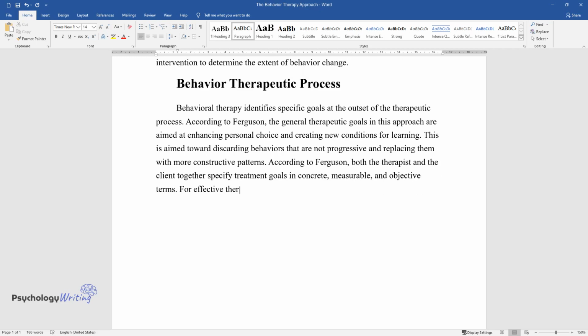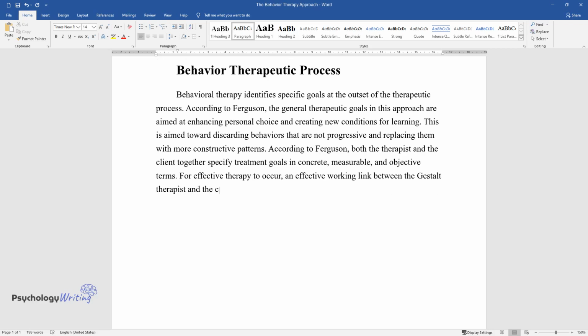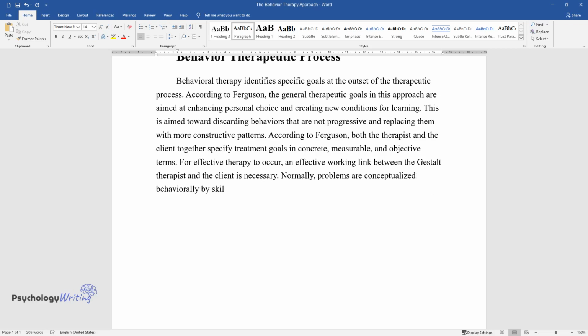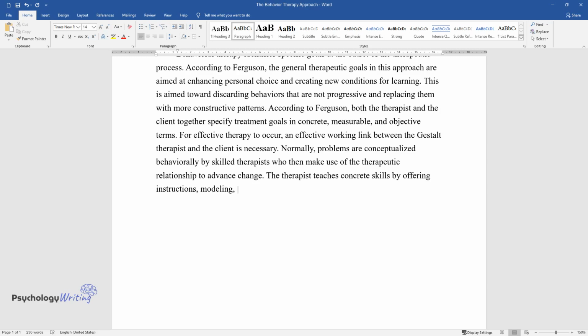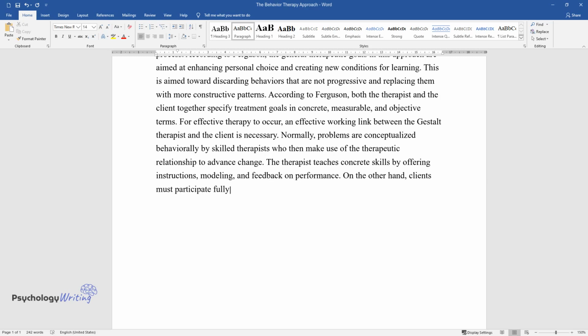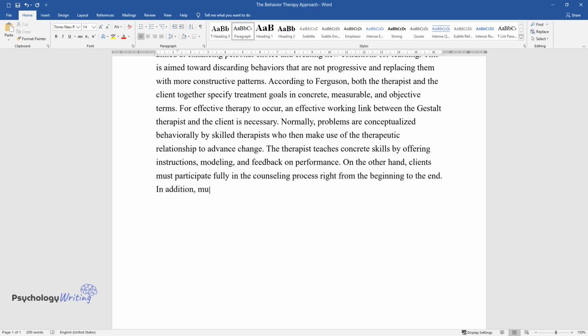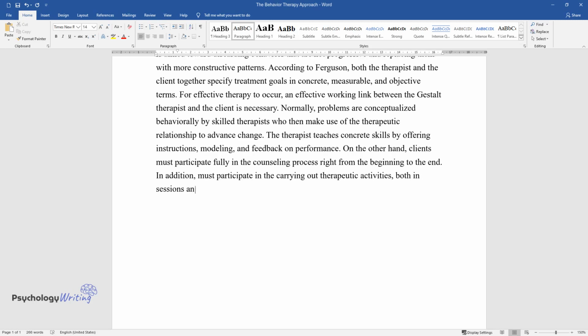For effective therapy to occur, an effective working link between the therapist and the client is necessary. Normally, problems are conceptualized behaviorally by skilled therapists who then make use of the therapeutic relationship to advance change. The therapist teaches concrete skills by offering instructions, modeling, and feedback on performance. On the other hand, clients must participate fully in the counseling process right from the beginning to the end. In addition, they must participate in carrying out therapeutic activities, both in sessions and outside therapy.